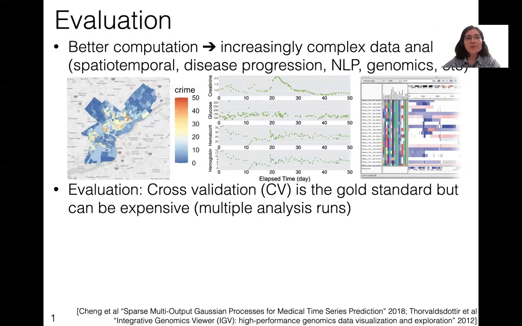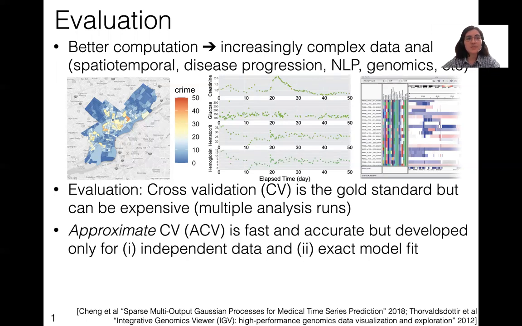It's more accurate than alternatives, it's easy to use, you just rerun your data analysis multiple times, but that also means it can be expensive. When you're already pushing your computational limits, especially with one of these complex models, running your analysis multiple times can be prohibitive. So in past work, we and other groups have developed approximations to cross-validation. We've demonstrated that they're fast and accurate in both theory and practice, but all of this existing work assumes that data are independent and that we can fit models exactly. In these complex structured models, neither is really true.